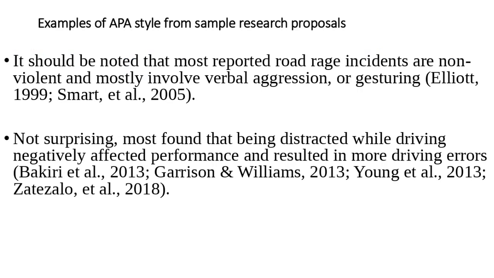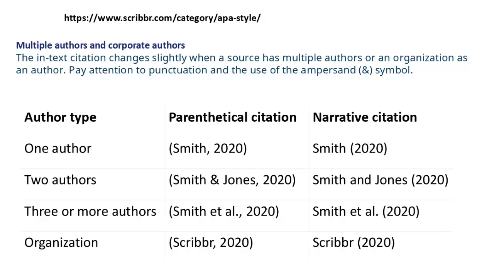So these are examples of APA style. If you read the two sample research proposals carefully, you will notice how the students add in the APA citation. So you have, it should be noted that most reported road rage incidents are nonviolent and mostly involve verbal aggression or gesturing. And you have the citations here. So this would be an example of parenthetical citation.